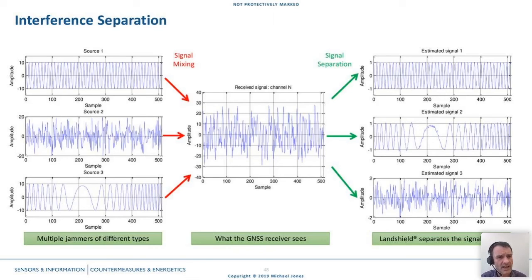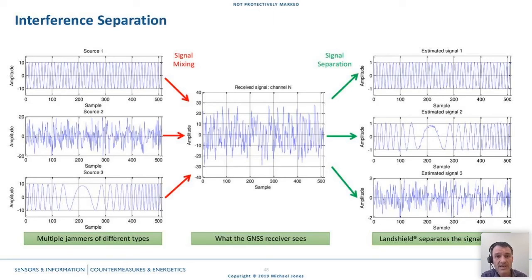So what we're showing here on the left is a time domain plot of 3 different jammers in an environment. The top one there is just a sine wave, so that's a CW jammer. The middle one on the left is a broadband noise jammer. And then on the bottom there, you've got a chirp jammer. So that's your sort of personal privacy devices, your cigarette lighter jammer. And when those all mix together, the middle diagram there is what a GNSS receiver sees. And that receiver is well and truly jammed. It's not going to operate.